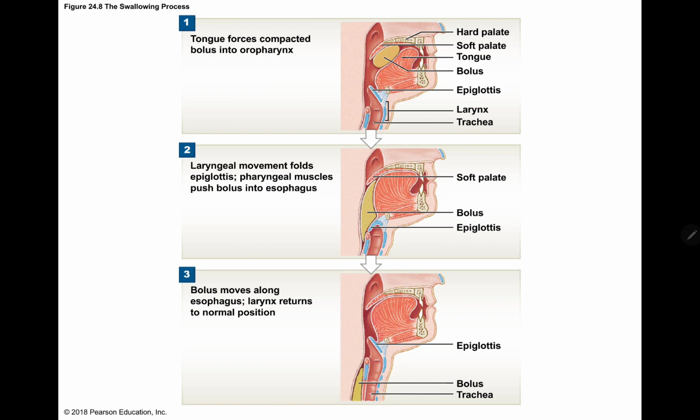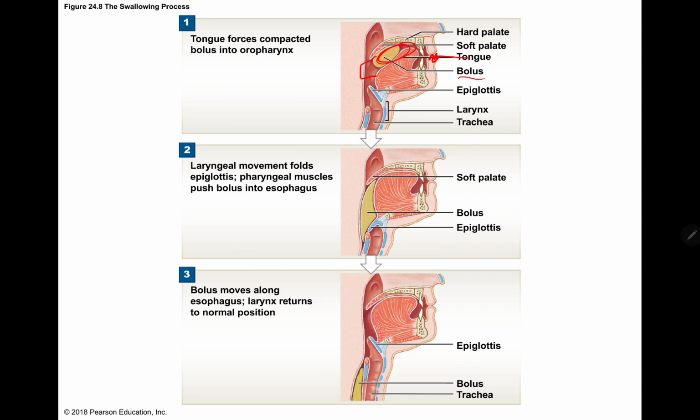So number one, you eat, of course, food goes in your mouth. You chew your food. Your food is going to be mixed with saliva. You're going to create this bolus. It's that bolus that gets compacted and created by the tongue muscles. Your tongue is going to be able to force that bolus into your oropharynx area, that pharynx portion right behind your mouth.